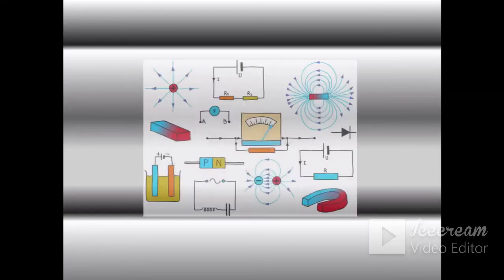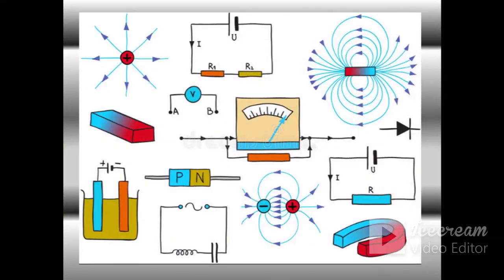So this is the end of this chapter, electricity and magnetism. I hope you have understood the topics. For more information, go through the book.